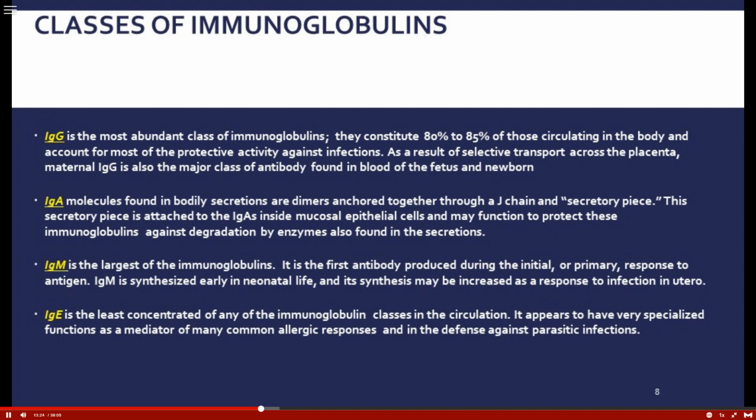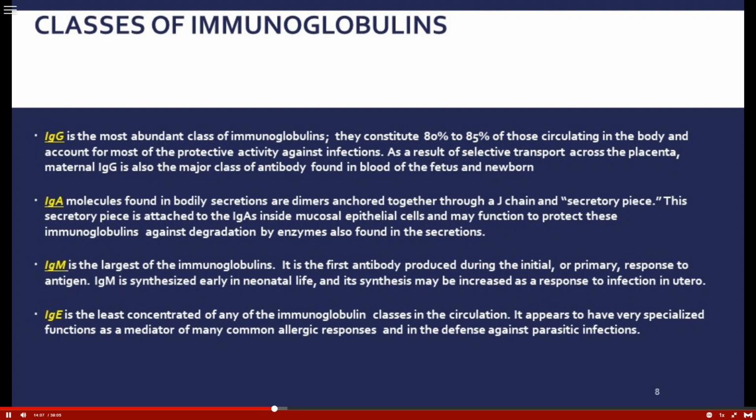IgM though, this is huge. IgM is the largest of the immunoglobulins. If you go to your book and look at a picture of it compared to those little IgA and IgG, this thing is humongous. But we really refer to the IgM as that primary first responder, and it is synthesized very, very early in neonatal life. It can be extremely important, particularly as that first responder. And IgE, we're going to talk about here in just a minute when we talk about hypersensitivity reactions, because it's special.